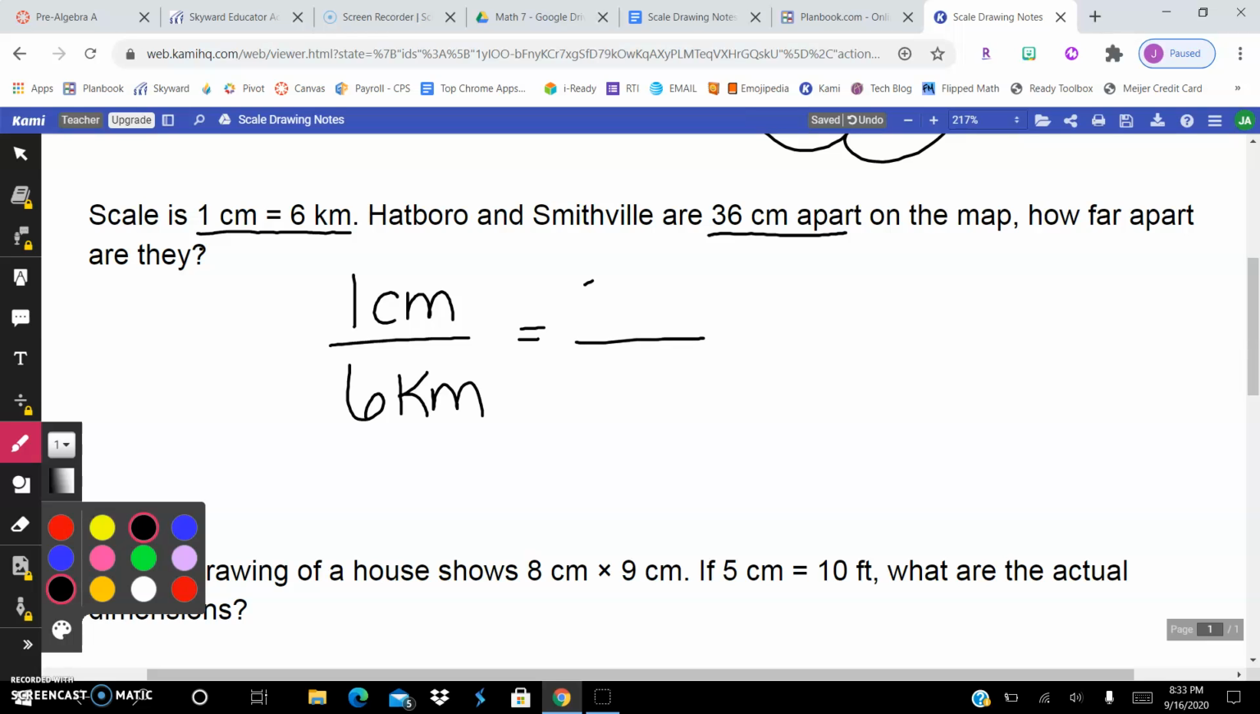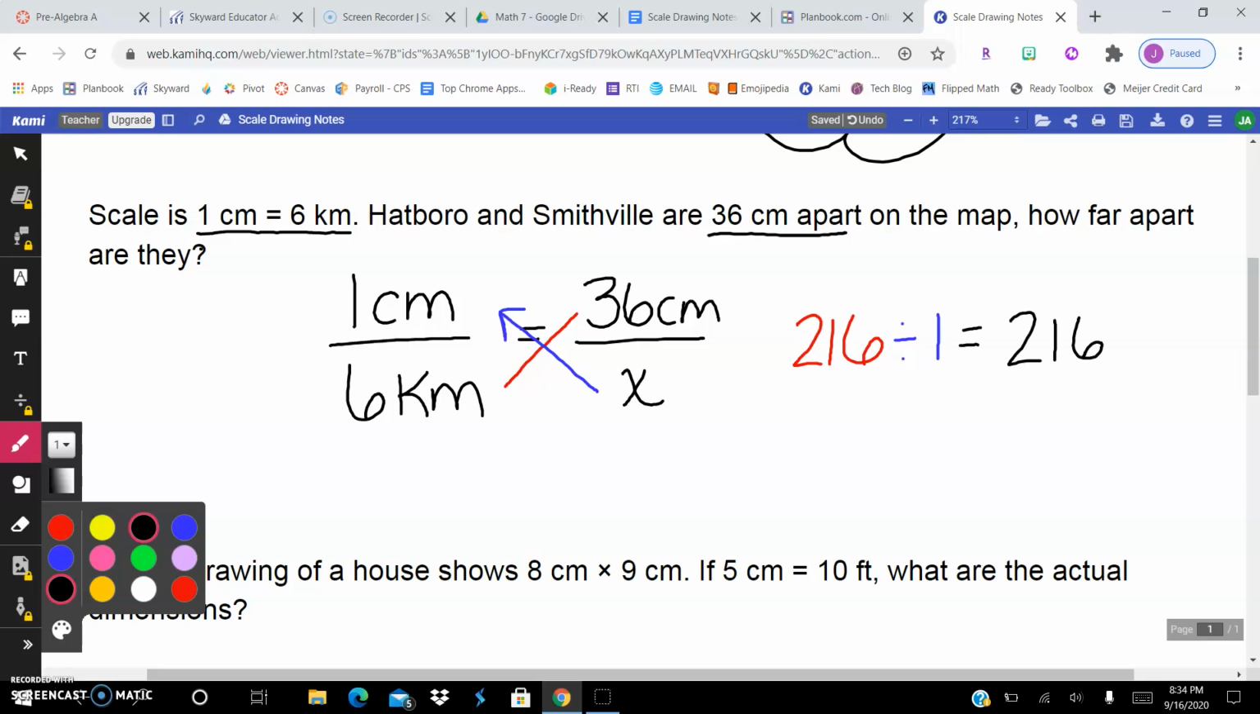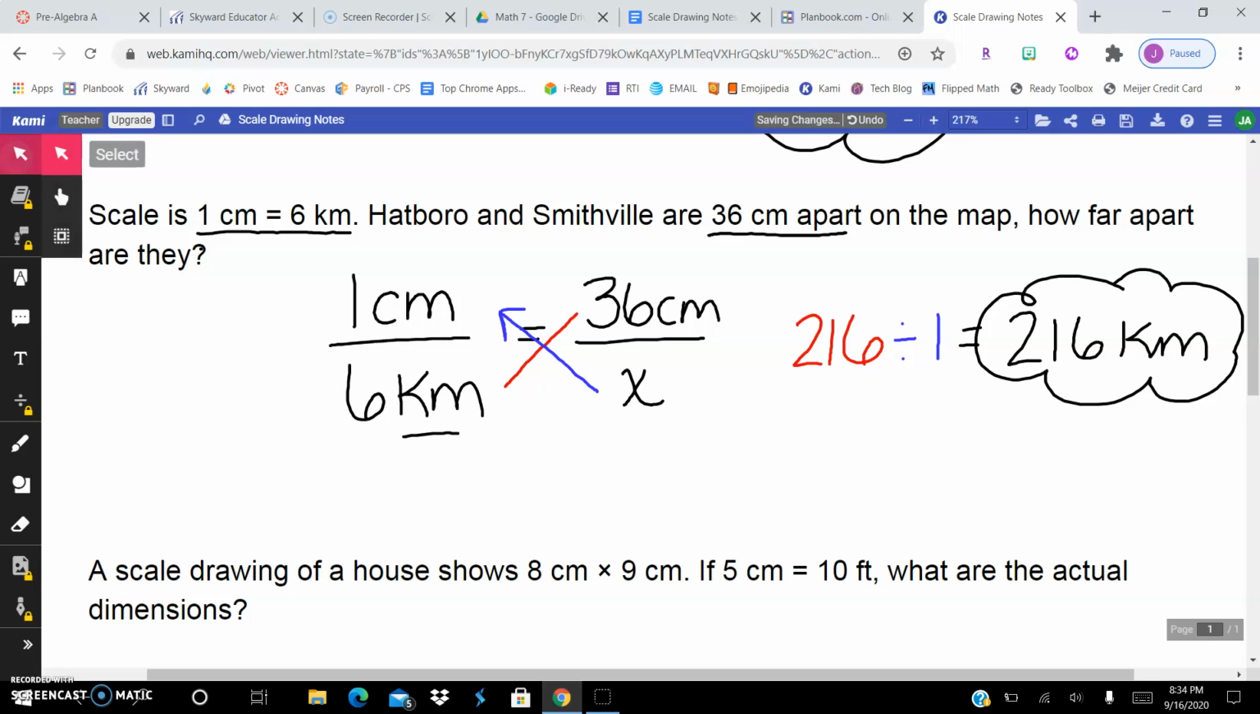Centimeters is on the top of the first one, so we need to keep that centimeters on the top of the second one. So we're trying to figure out this actual length here. And we're going to do some cross multiplying. So we do 36 times 6, and we get 216. And then we have to divide by what's across from the X. In this case, it's a 1. So 216 divided by 1 is 216. Our label at the bottom is kilometers. So they are actually 216 kilometers apart in real life.